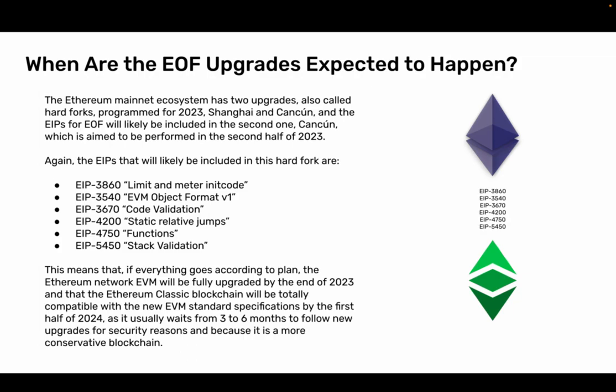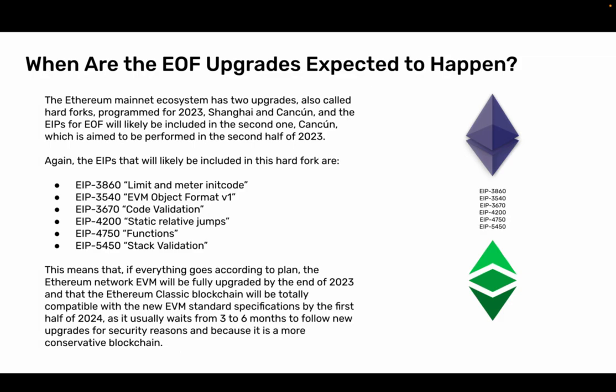When are the EOF upgrades expected to happen? The Ethereum mainnet ecosystem has 2 upgrades, also called hard forks, programmed for 2023, Shanghai and Cancun, and the EIPs for EOF will likely be included in the second one, Cancun, which is aimed to be performed in the second half of 2023.